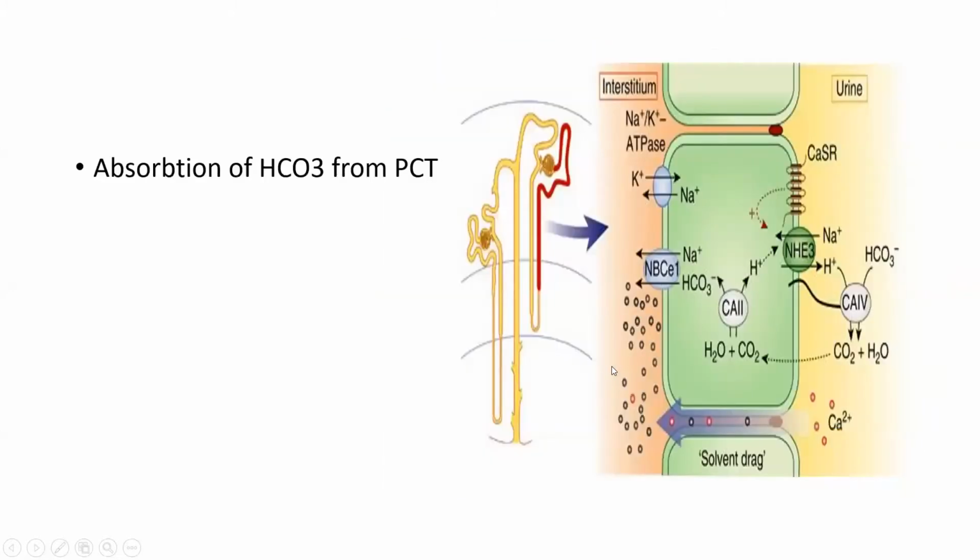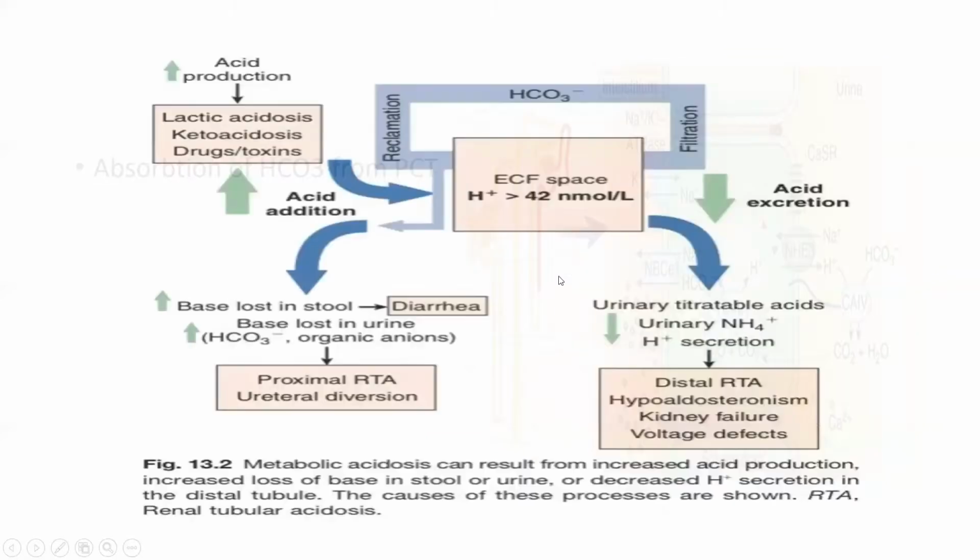And then if there's an absorption of your bicarb from your proximal convoluted tubule, as you can see here, the bicarb is being absorbed back through the pump, as well as there's also excretion of hydrogen ion into the urine. As you can see in this diagram, whenever there is a physiological change, for example, increased acid production like lactic acidosis, ketoacidosis, or any drugs or toxin, then you will have an increase in your acid addition, which affects your blood gas in your body.